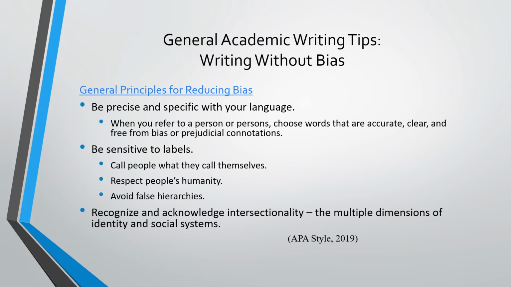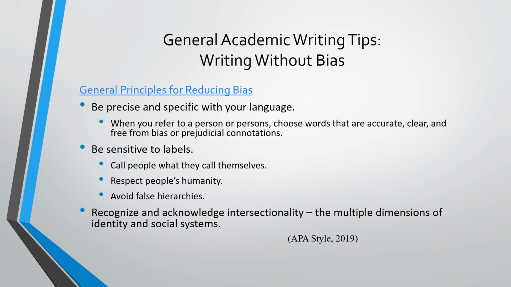There is an entire chapter in the APA publication manual on the topic of bias-free writing. We all possess unconscious, long-standing cultural biases, which can show up in our writing, so we need to be as conscious of this as we are of spelling, punctuation, and grammar. When writing about individuals or groups of people, it is important to choose our words carefully to ensure we use words that are accurate, clear, and free from bias or prejudicial connotations.